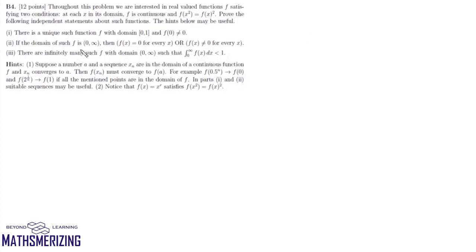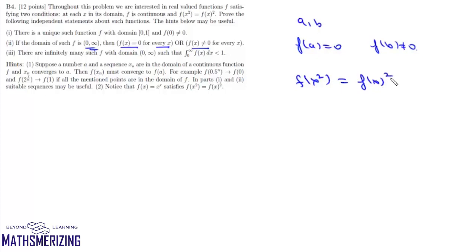Now the second part: the domain of such f is from 0 to infinity, then f(x) is 0 for every x, or f(x) is unequal to 0 for every x. Now we'll prove this using contradiction. So what we'll say is, let there be two numbers a and b such that f(a) is 0 and f(b) is unequal to 0. Now we are given this condition, which is f(x²) equals (f(x))².